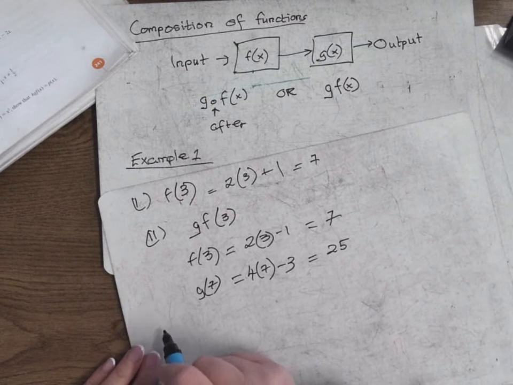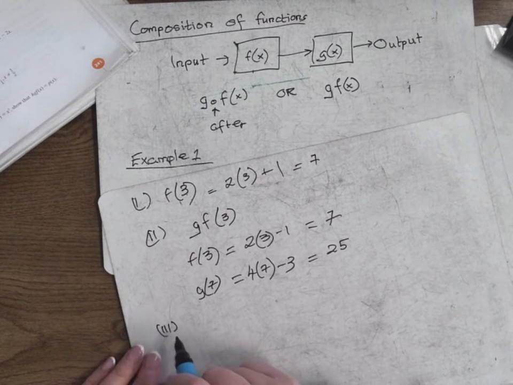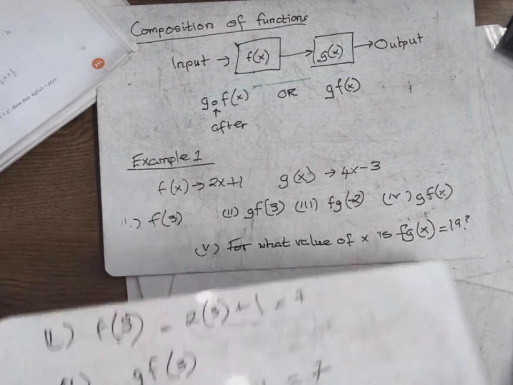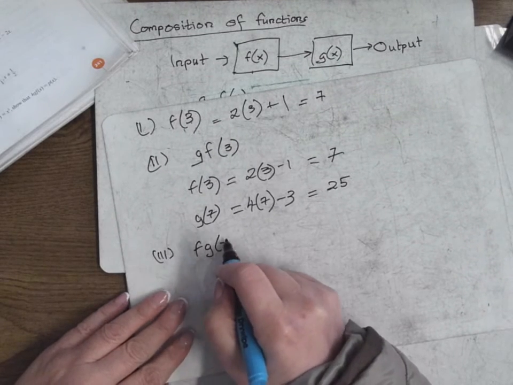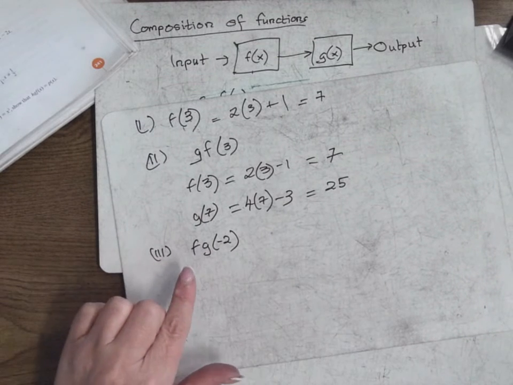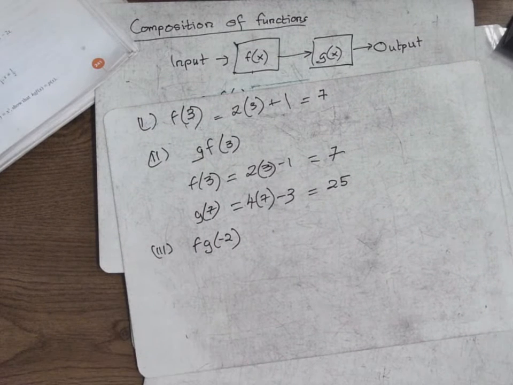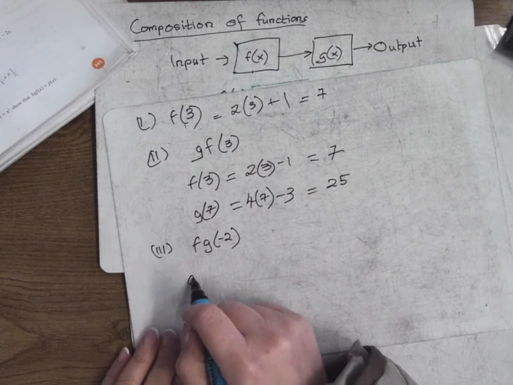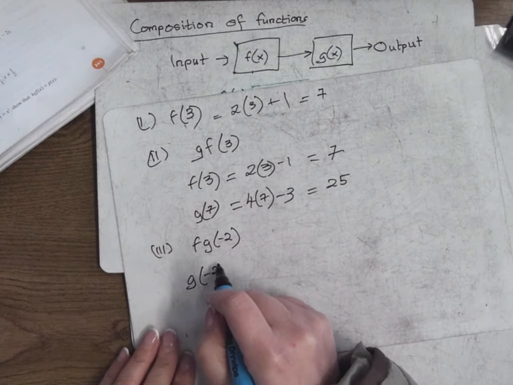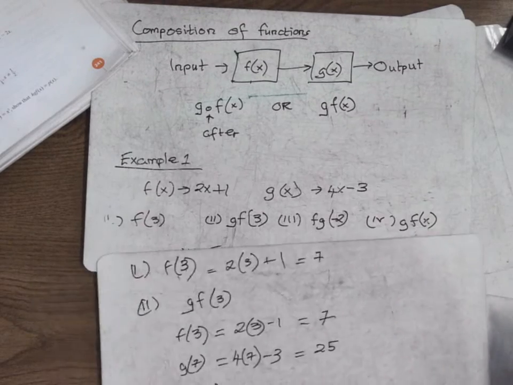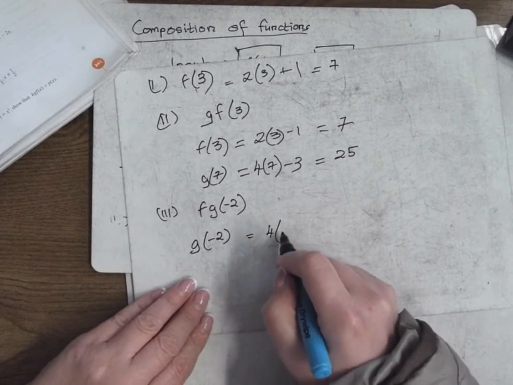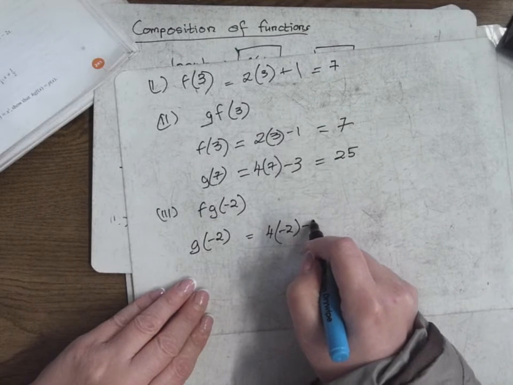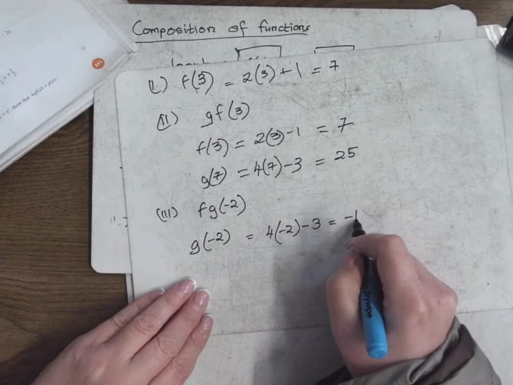Part 3 is FG of minus 2. FG of minus 2. So when you read it, it's F after G. So that means put it into G first. So put what into G? You put minus 2 into G first. So minus 2 into G, sorry, G is 4x minus 3. So it's 4 times minus 2 minus 3, which would be minus 11.